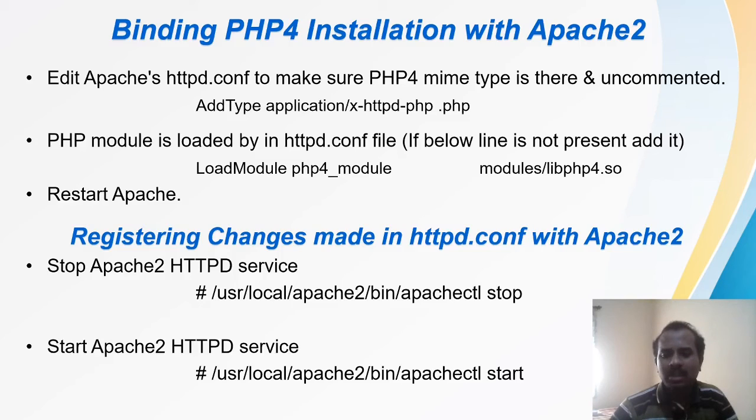So in Apache, if we make any changes, then you have to restart it to apply the changes, right? So I'm going to restart the Apache. So how to restart it? First I have to stop the Apache httpd service, then I have to start the Apache 2 httpd service. This command is similar to your previous class. # /usr/local/apache2/bin/apachectl stop, and when I am going to start, it will be start.